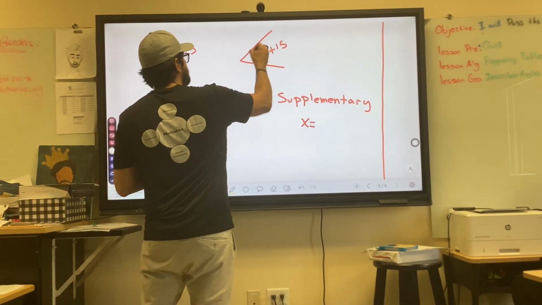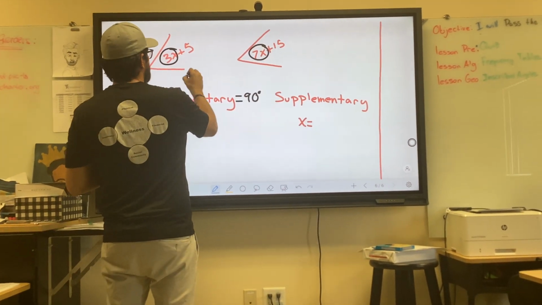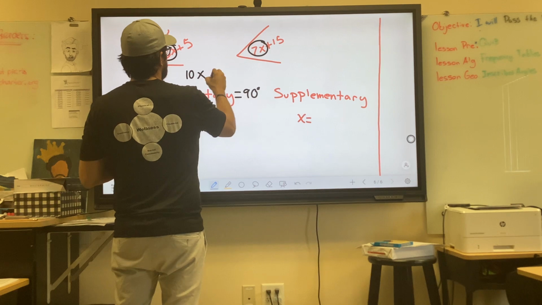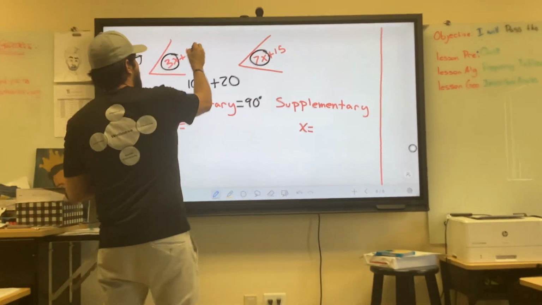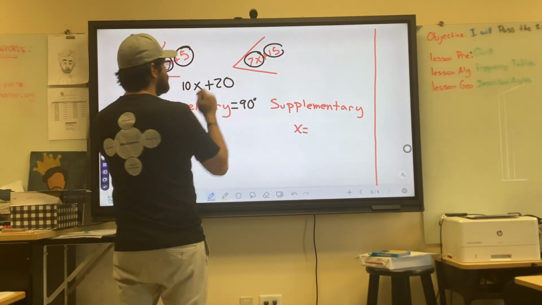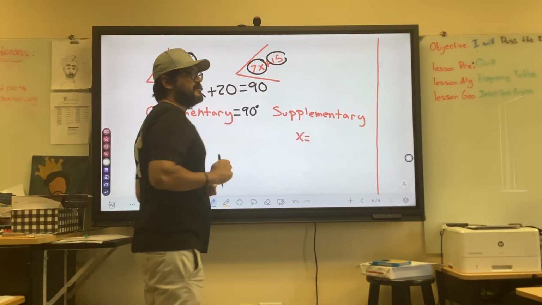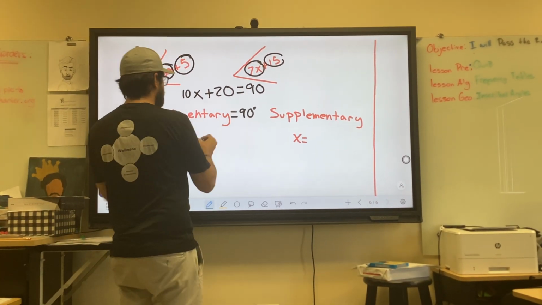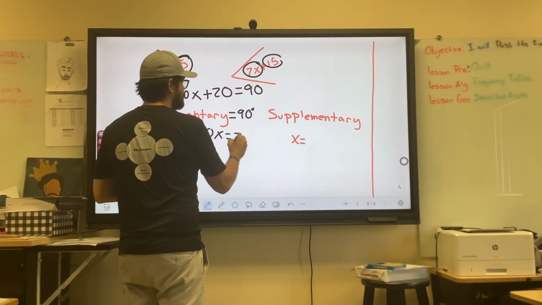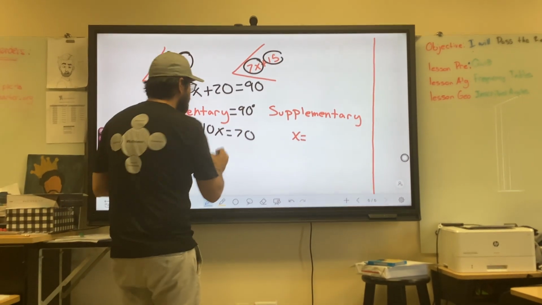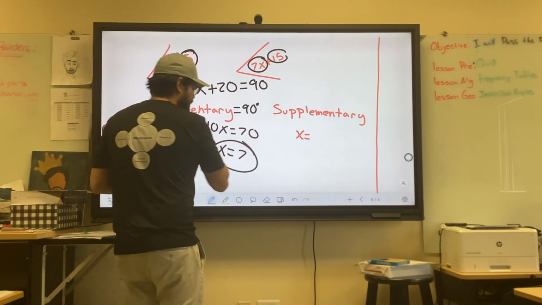So you put this together with that, and that would make 10x plus 20, because I added the 5 and the 15. So now it's just a two-step equation that I know equals 90 degrees. Subtract the 20, 10x equals 70, divide by 10, x equals 7.